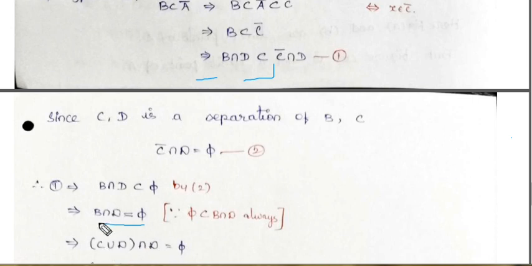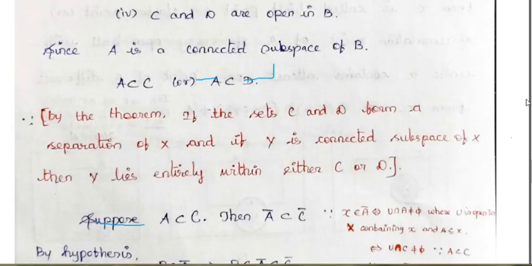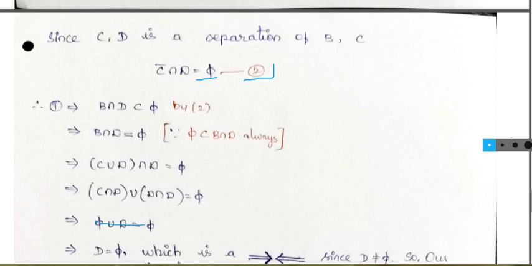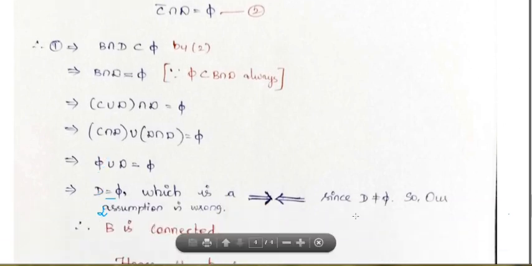Here C union D equals B. This is the hypothesis. Instead of B we can write C union D. We can use the distributive law, and we get C intersection D equals empty. Using this here, empty union D is equal to, sorry, D intersection D equals D, which equals empty. So D equals empty, which is a contradiction to the hypothesis.